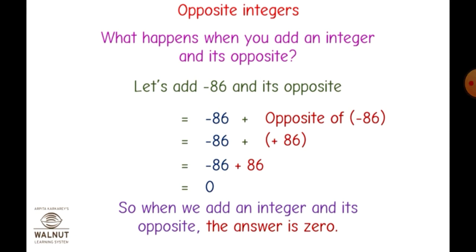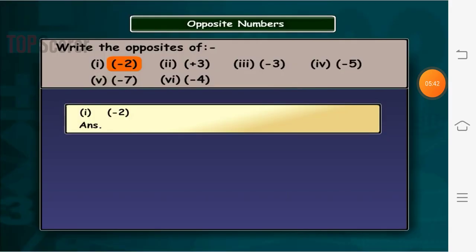If it is positive 86, the other number should be negative 86. Then only we will get the answer as 0. And both should have the opposite sign, one plus and the other one minus. Now children, here are some examples I have given. This you have to solve in your notebook.